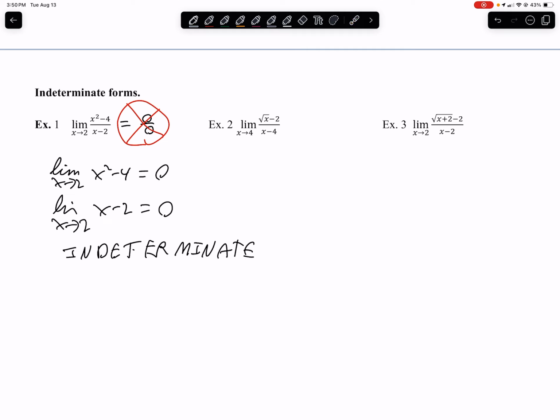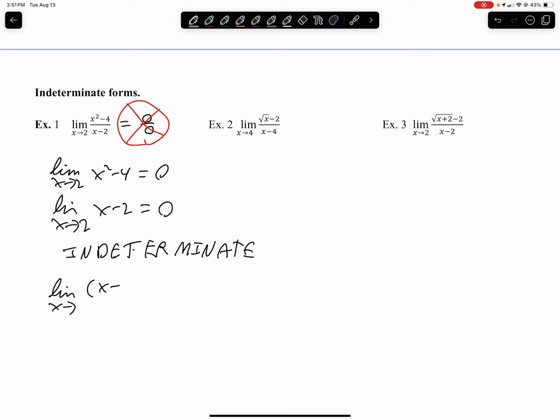So excuse me. The problem here is you're dividing by 0. Dividing by 0 is bad. So how do we deal with that? I'm going to show you. You're going to rewrite the top.